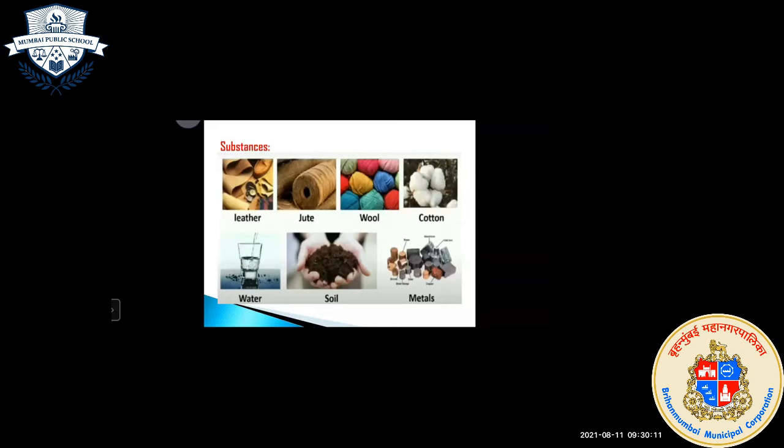Now, students, here the substances are leather, jute, wool, cotton, water, soil, and metals. These things we get from nature. So, these are natural substances. Now, here we can see that substances are divided in two parts. They are natural substances and man-made substances. Students, are you getting me?